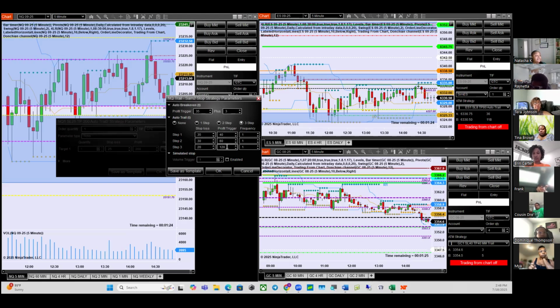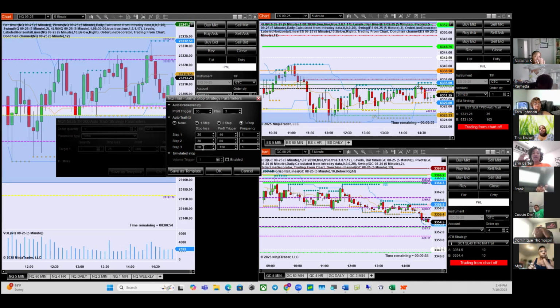So the deeper I get into profit, the tighter it trails. When I'm at 40 ticks into profit, it's going to trail me by 35 ticks. When it gets 80 ticks in profit, it's now going to tighten, and instead of trailing by 35 ticks, it's going to trail me by 30. And when I get 120 ticks in profit, it's going to start trailing me by 20. So it tightens the deeper you get into profit.